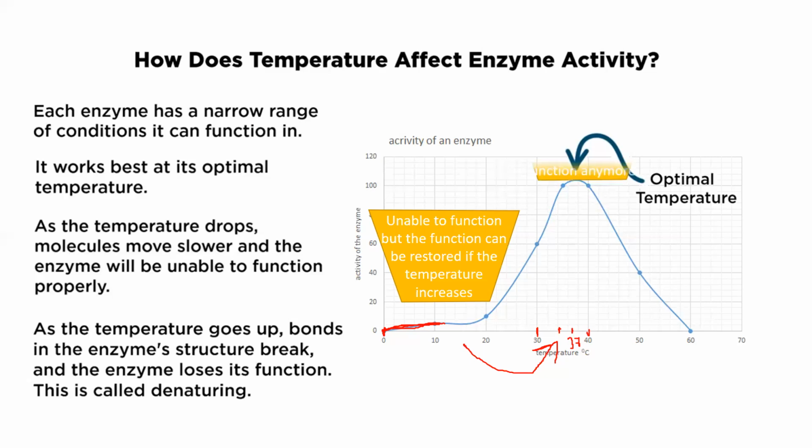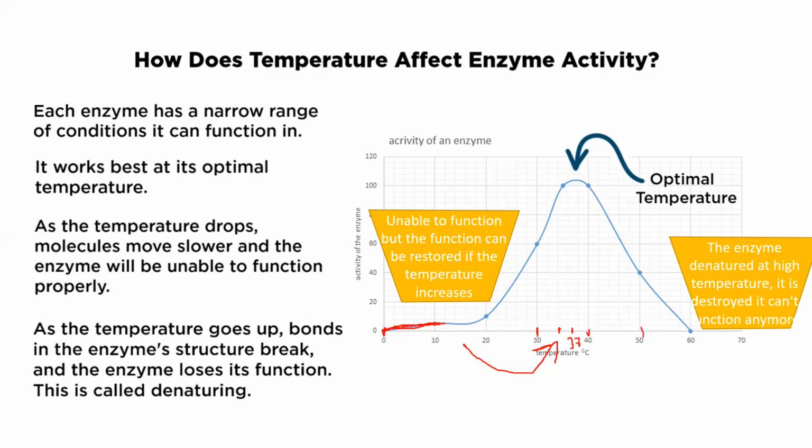But if I put the enzyme at higher temperatures, like at 50 and 60 degrees Celsius, the enzyme at these high temperatures is going to denature. What do we mean by denature? Yani it will be destroyed. It's going to be inactive for all its time. It can't be active again. It can't function anymore. It is denatured at this high temperature.